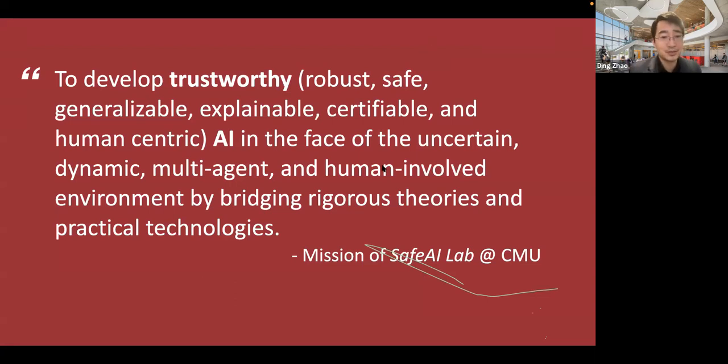The mission of our lab is to develop trustworthy AI, and we define that in six different categories: robustness, safe, generalizable, explainable, certifiable, and human-centric, in the face of uncertain, dynamic, multi-agent, human-involved environments, by bridging rigorous theories and practical technologies.